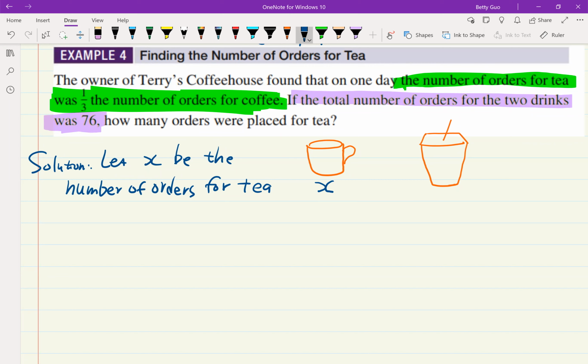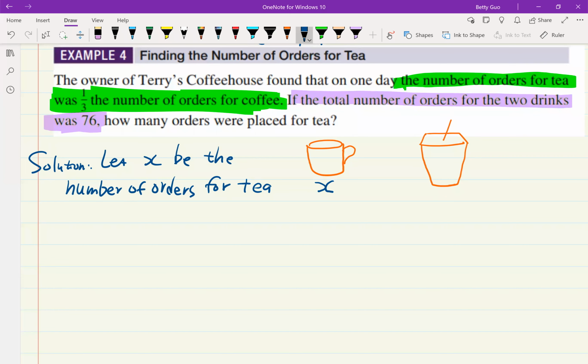Let's look at the sentence in green. And tell me, on a day, more people ordered coffee or more people ordered tea? Read the sentence in green. The number of orders for tea was 1/3 the number of orders for coffee. Which one is more? It's a coffee shop. If people order more tea than coffee, that might be weird, right? Of course, more people order coffee than tea.